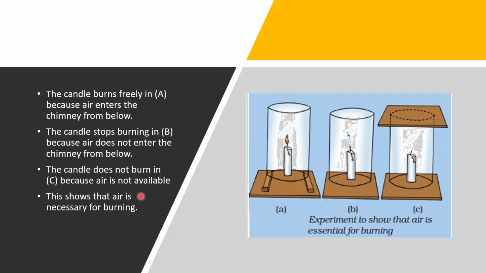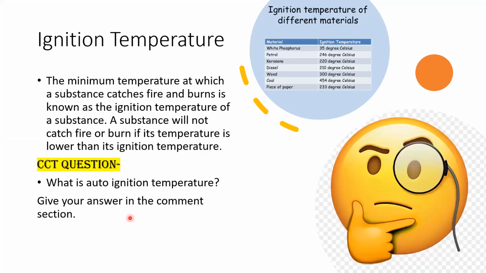We have studied that air has 21% of oxygen in it, which supports burning. So this activity clearly demonstrates that air is necessary for burning. And which component of the air? Children, oxygen of the air is necessary for burning. So that was the one factor, that is air.